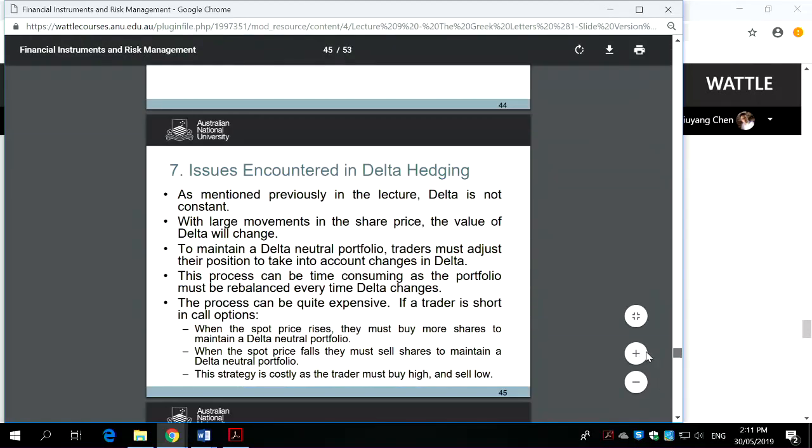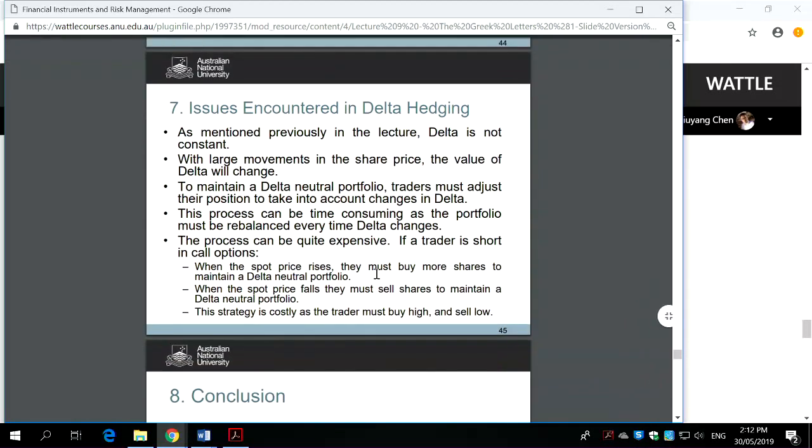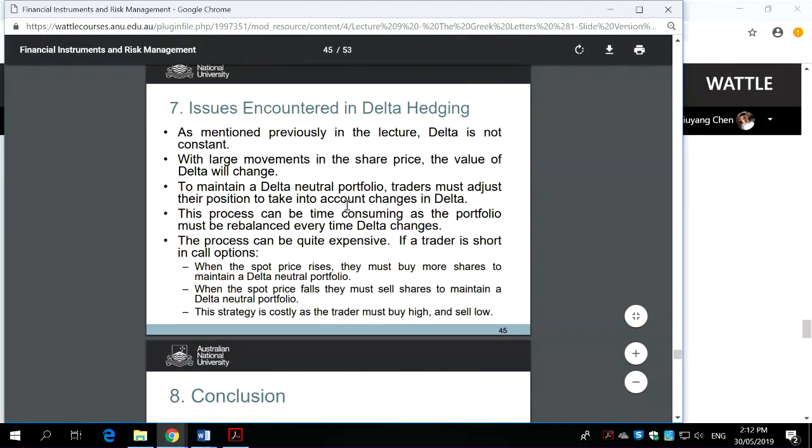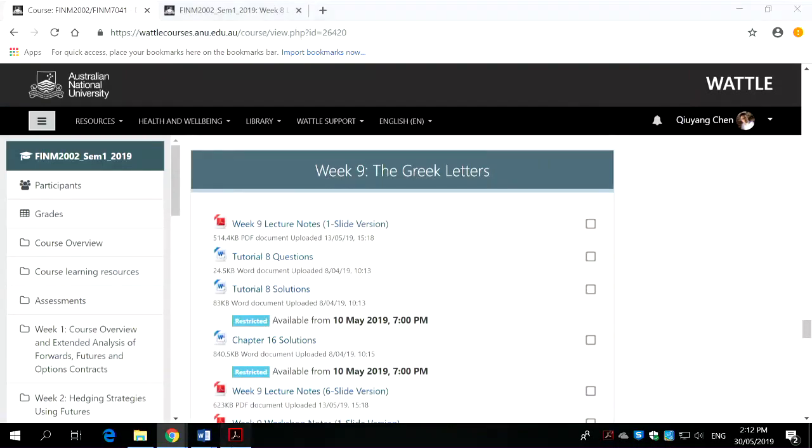Okay? So basically, I detailed all the issues that I encountered using delta hedging. As I mentioned earlier, with a large movement in the share price, the delta would change accordingly. So you have to constantly readjust your position in the underlying asset to remain delta neutral, which means the sum of the deltas equals 0. And this process is time consuming and incurs transaction costs. Okay? So that's what I mentioned.